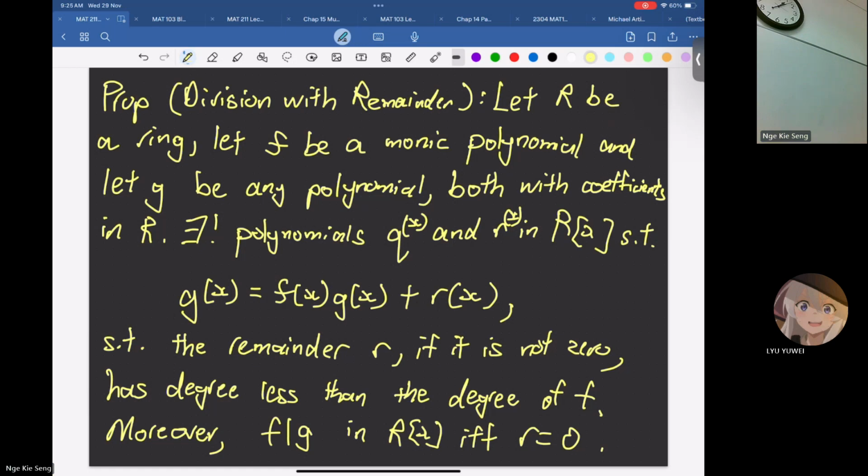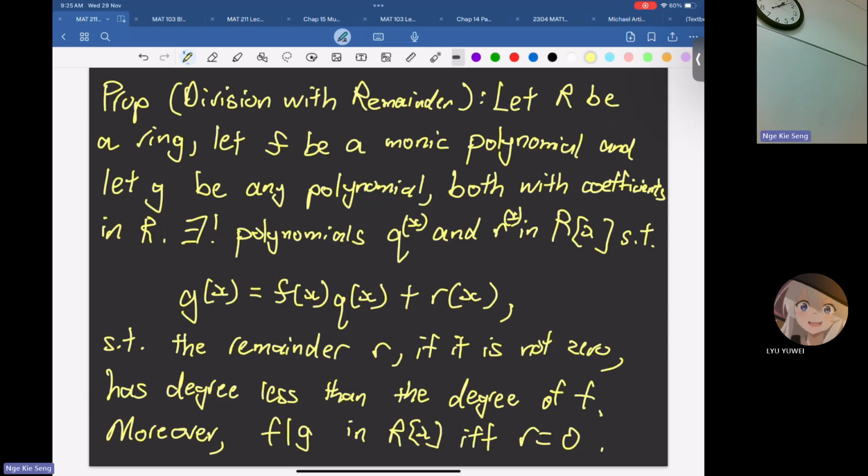Yes. G, I have 2G. Where's G? Oh, okay. Thank you. So this hook should go the other way. Okay, thank you. So every element here, I can divide by some monic F, and I get some quotient plus some remainder.